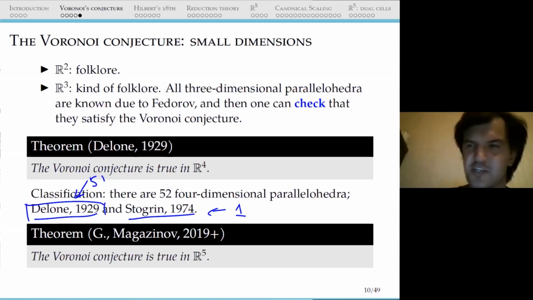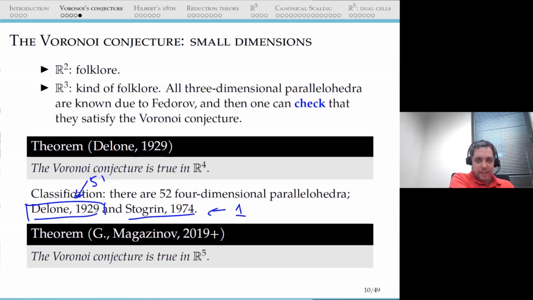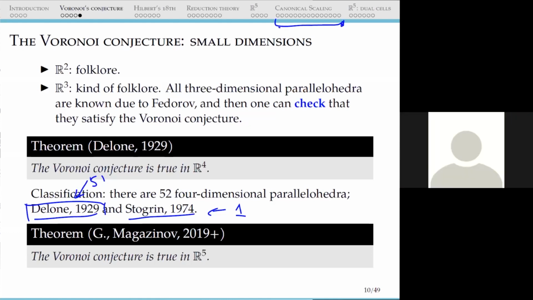Losha, I have a silly question. Am I right that the strategy in general is the following? First, you prove some kind of classification theorem, and then you check the Voronoi conjecture for every representative in this classification theorem one by one. Or there are some kind of general tools, some kind of general criteria to verify the Voronoi conjecture. There are general tools, and that's what I'm going to talk about, these general tools. So that's what is called canonical scaling.